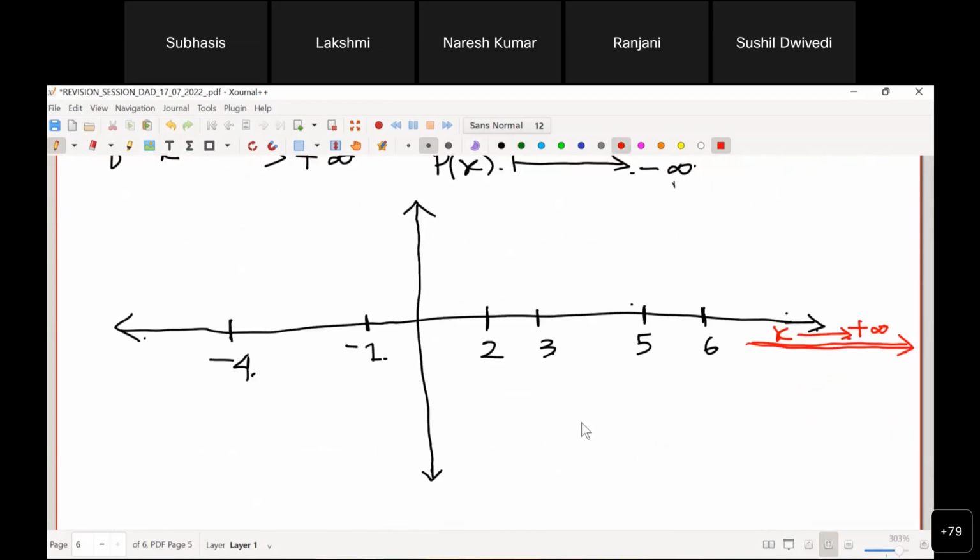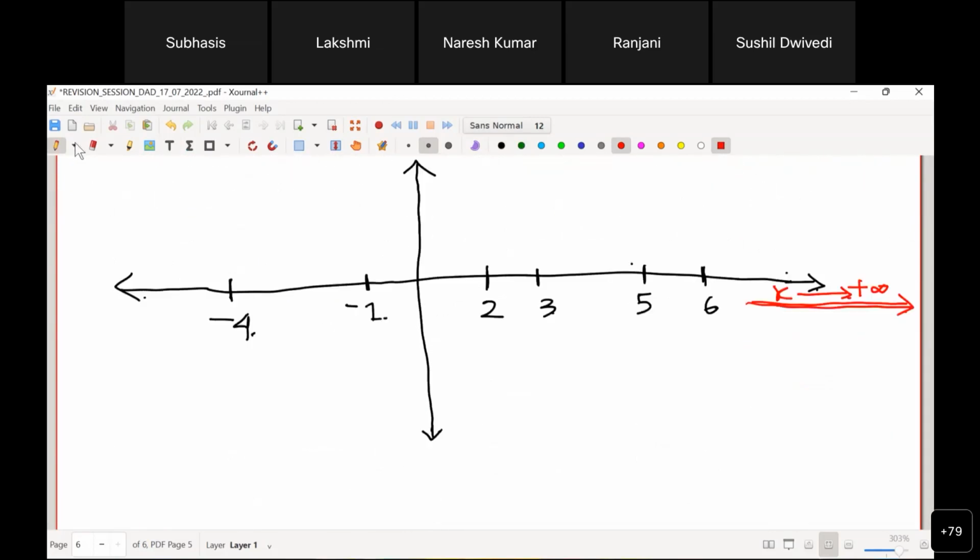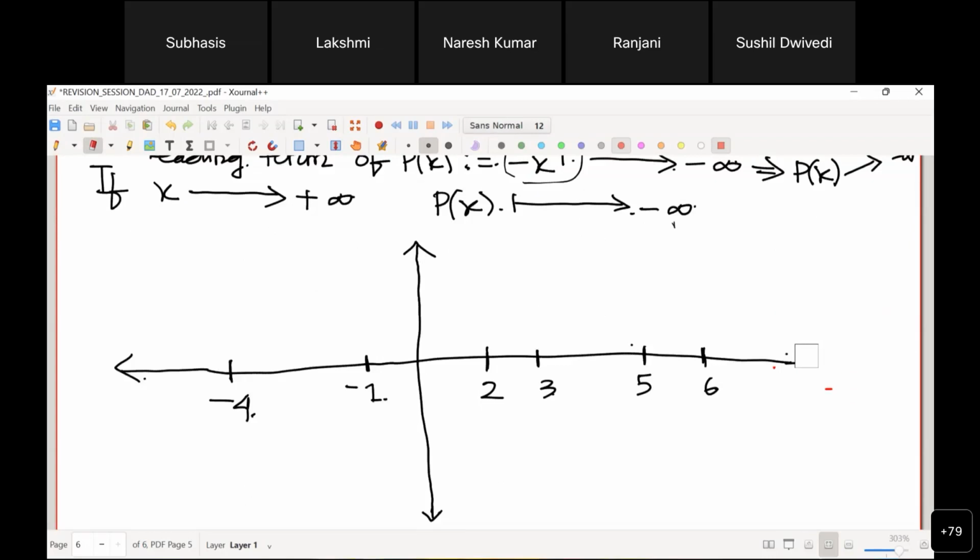We have already computed that P of x will go towards minus infinity. That means if I draw the graph, then the graph should come from below the x-axis, right? Because as x tends to infinity, the value of the polynomial will go towards minus infinity. So it has to come from below the x-axis. From this direction it will come, and will come to 6.